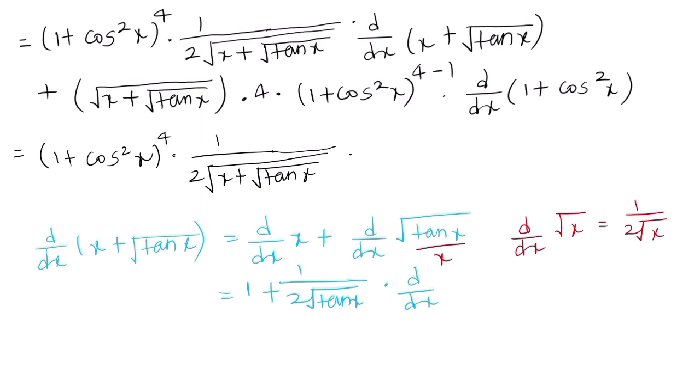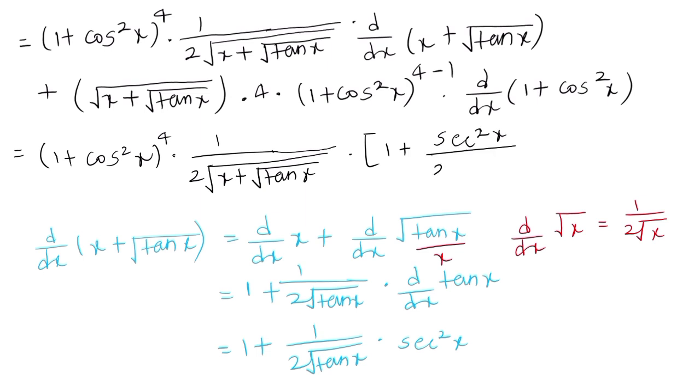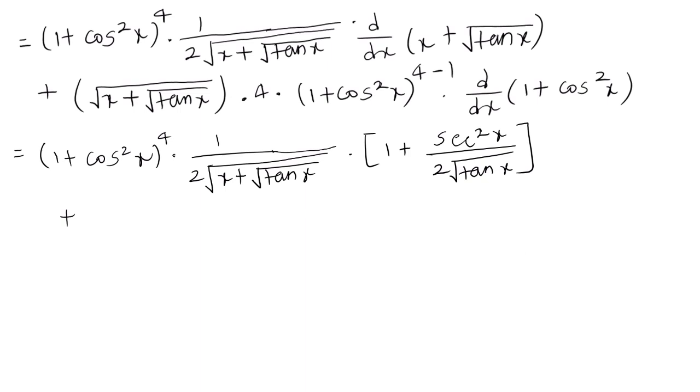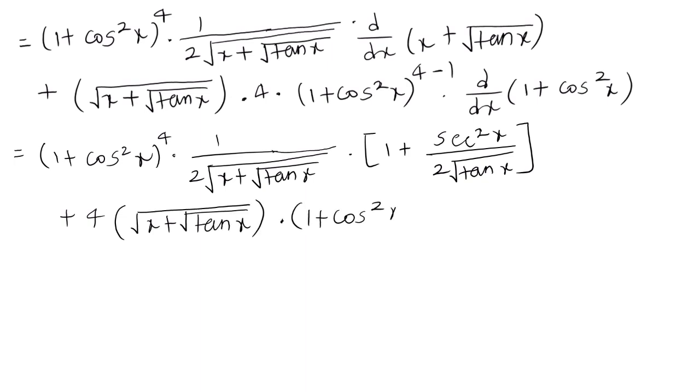Now we need to take differentiation of tan x. So 1 plus 1 upon 2 root of tan x into differentiation of tan x, which is sec square x. So here we will put (1 plus sec square x upon 2 root tan x), plus we'll take 4 at the start, then under root of x plus root tan x, (1 plus cos square x) raised to 3. 4 minus 1 is 3.